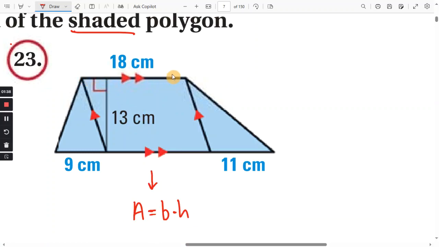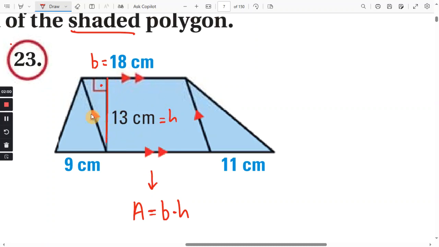Okay, the base is either pair of parallel sides. If this one's 18, this one's 18. And clearly this right here, the 13 centimeters, is your height. How do I know that? Because it's perpendicular to this right here. This is going to be your base. All right, so do the parallelogram.